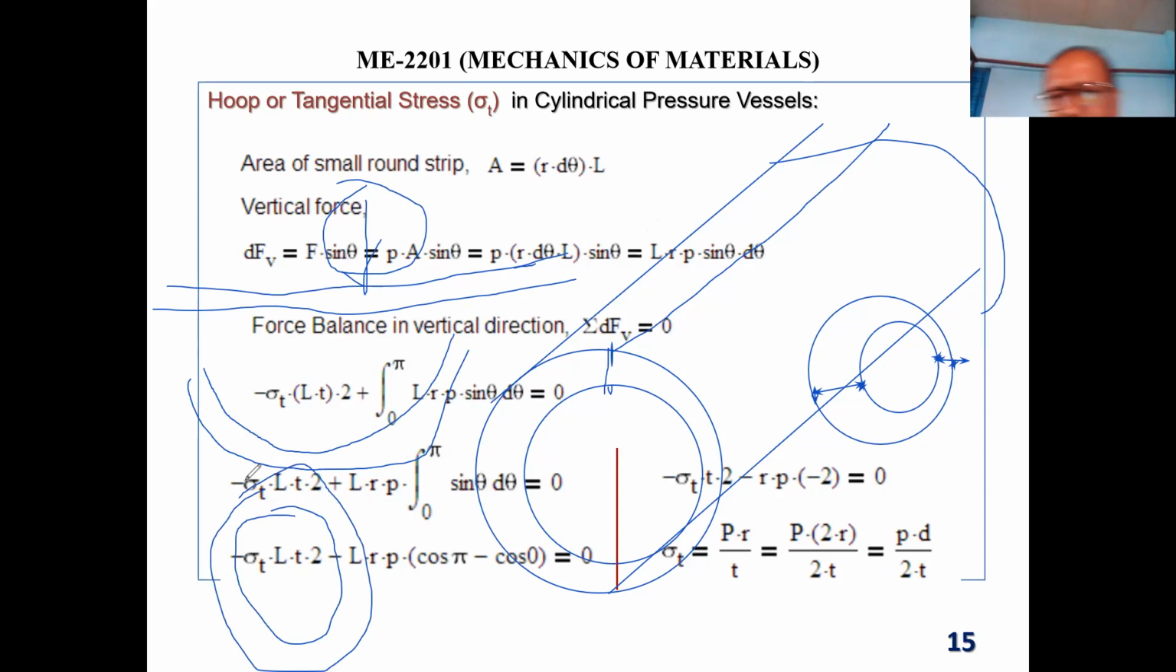But what is the problem? In our country, those pressure vessel cylinders might have a thickness of 4 or 5 millimeters, but sometimes the pressure vessel thickness is about 2.5.